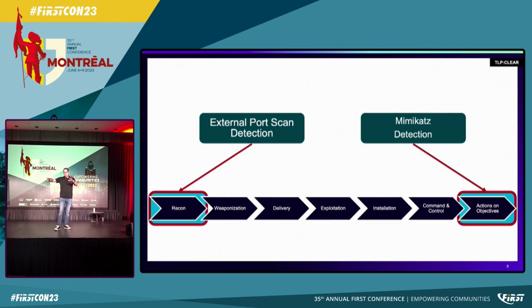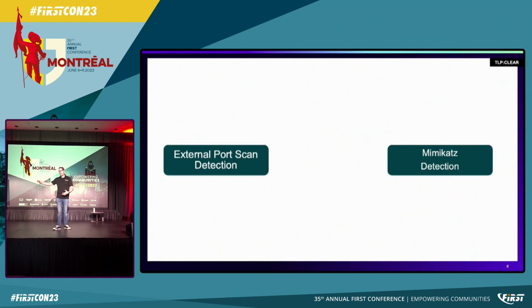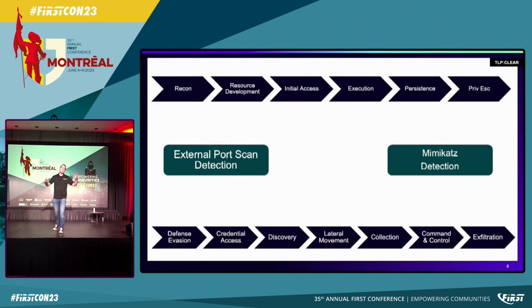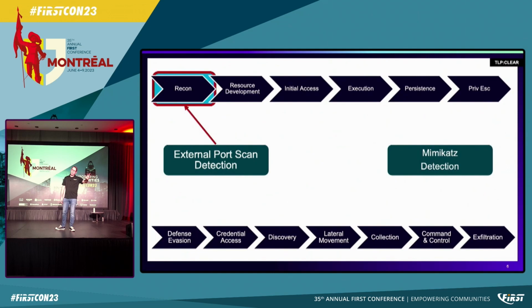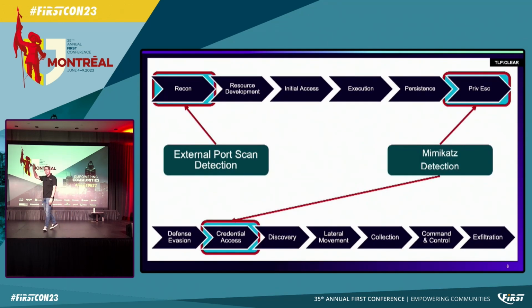I said, okay, this is interesting, but let's look at other frameworks as well. How does this map to things like MITRE? If I took the same two detections and looked at them against just the MITRE tactics to start with, not all the techniques underneath each tactic, external port scan, again, sits up inside of recon. But Mimikatz doesn't sit at the end of the MITRE tactics. I've had to split them on the screen so they're easy to see here. It actually sits in the middle, and it also sits across two tactics. I was like, okay, that's interesting as well.